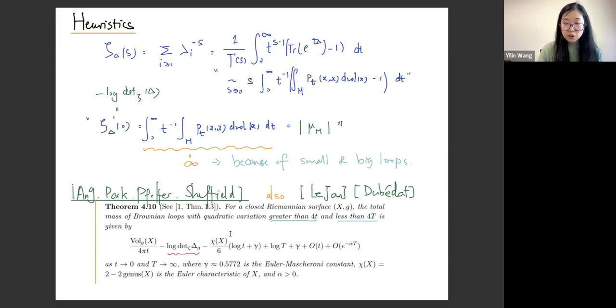Remember, we said that the total mass of Brownian loops is infinite because there is a contribution from small loops and also a contribution from big loops. If I just look at the loops of total length between little t and big T, then you know how they blow up when little t goes to 0 and big T goes to infinity. After removing those blowing up terms, you get this constant term, which is exactly given by the log determinant of the Laplacian.